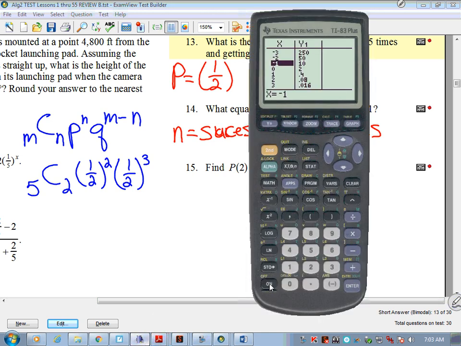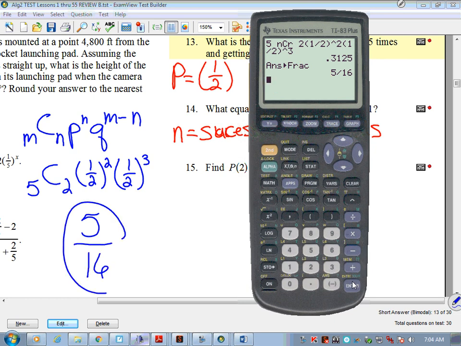Okay, so in your work for this, that last blue formula that I gave you there. So we're going to do 5 math probability. We're going to go down to nCr. That's going to give me my C. 2. Then I'm going to do 1/2 to the second times 1/2 to the third. We're going to hit math. We're going to get our fraction, and our fraction is 5/16.